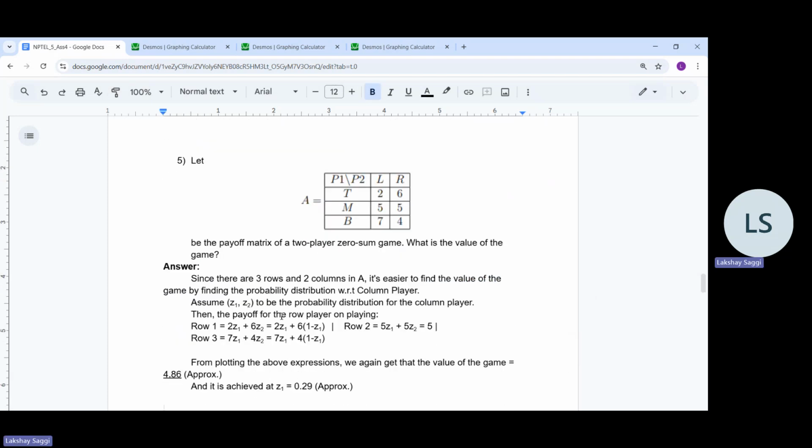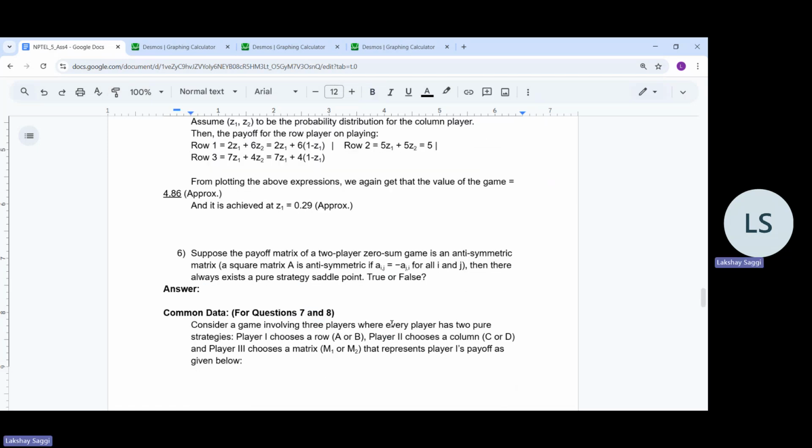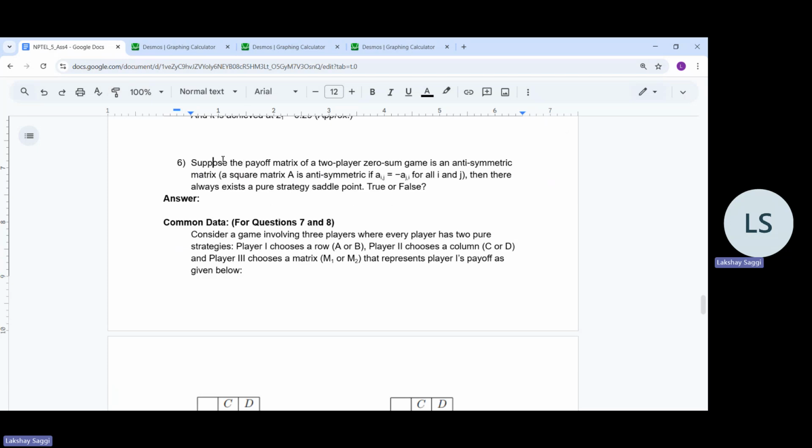Okay, then. So maybe we can move on to the next question. So the next question is an interesting question, at least from my side. The question says, suppose the payoff matrix of a two-player zero-sum game is an antisymmetric matrix. A square matrix A is antisymmetric. I hope everyone knows what an antisymmetric matrix is.